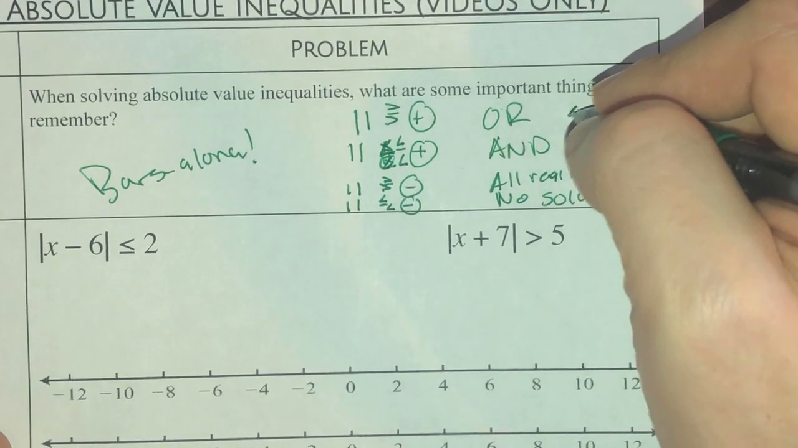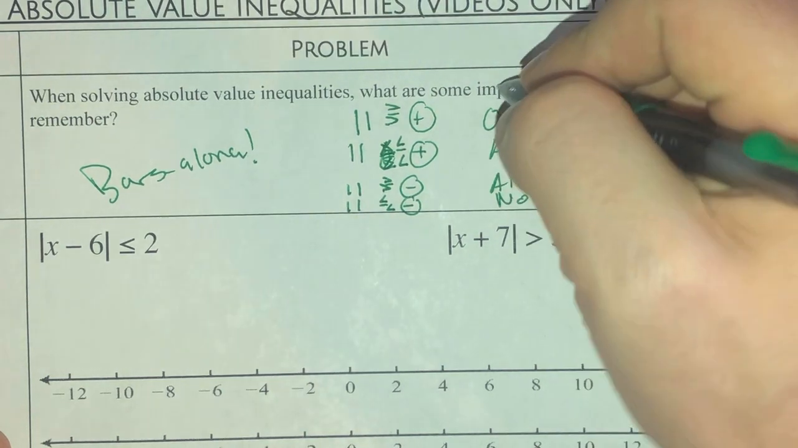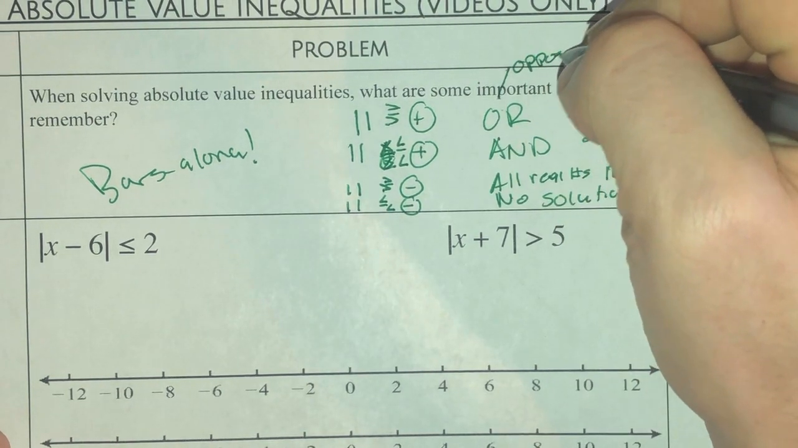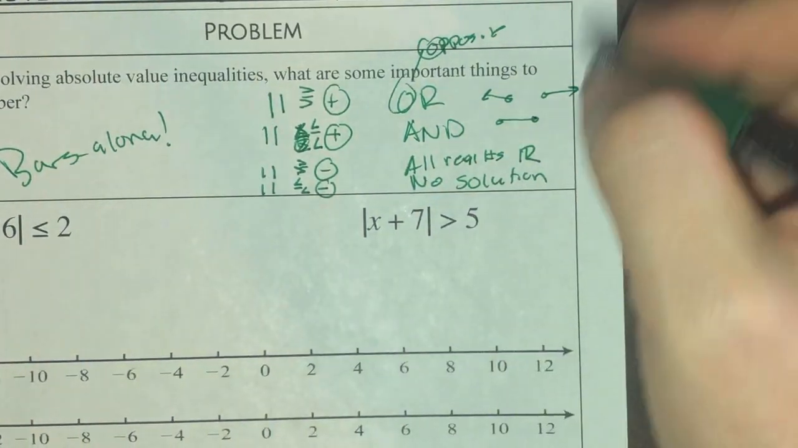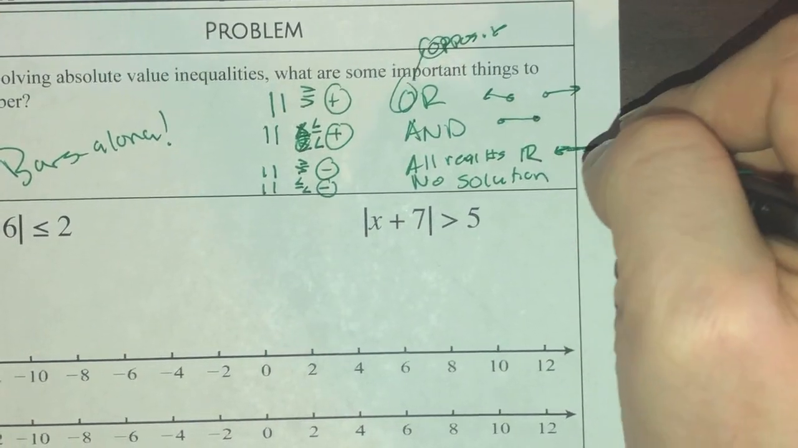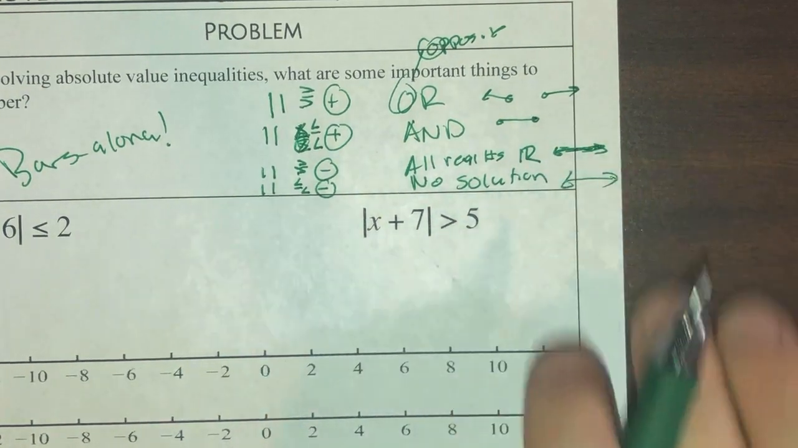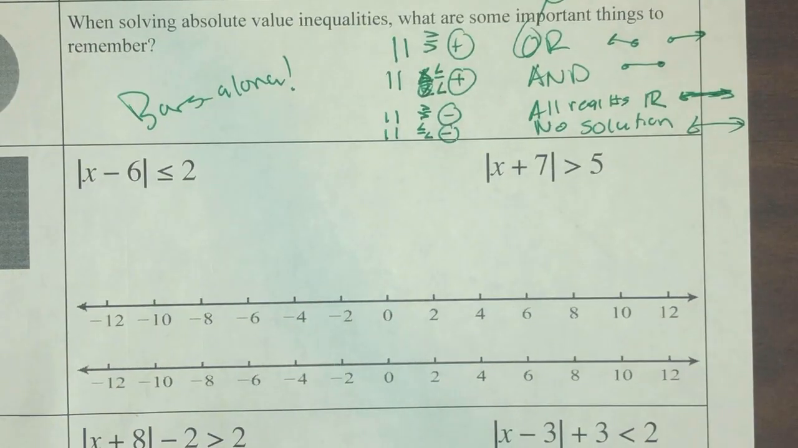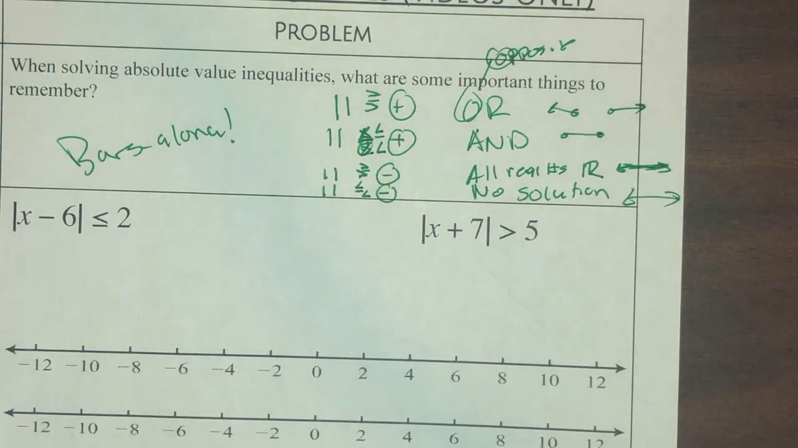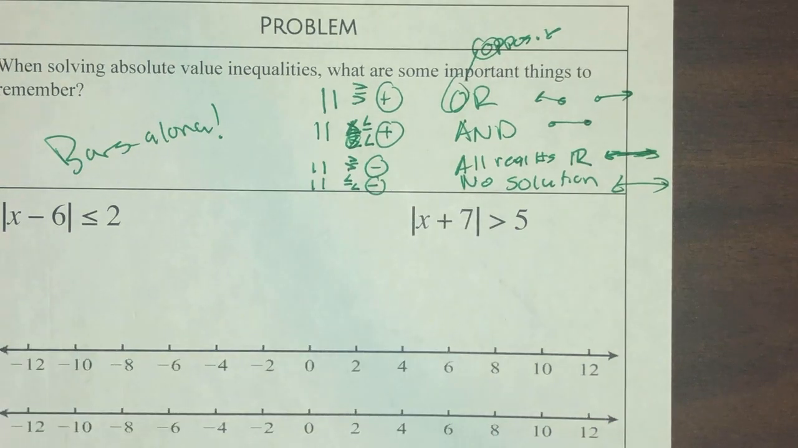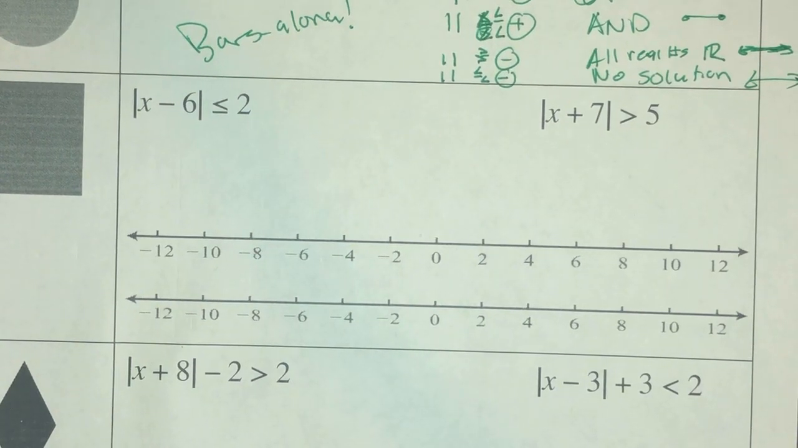or, shading faces away, and, shading comes together. Remember, or, opposite, they both start with O, point in opposite directions, and towards each other. All real numbers, you shade everything. No solution, leave it blank. Don't touch it, because remember, the shading is what's true. So if it's all real numbers, you shade everything. Everything's true. If it's no solution, you shade nothing. Nothing's true. So let's take a look at this one.